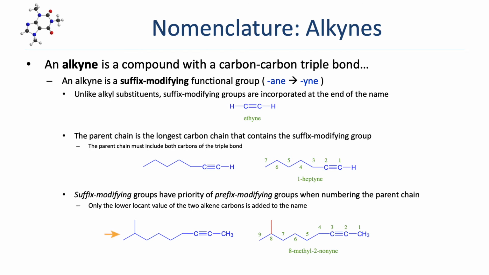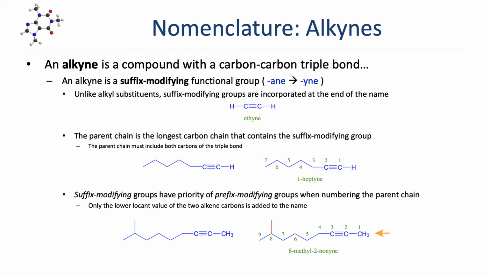If we look at the last example, we can see that what we have here is a 9-carbon chain that contains both carbons of the alkyne. So here we're going to have a nonyne. And numbering, again, remember that the suffix modifying group has a numbering priority over the prefix modifying group. Here we have an alkyne, but we also have a methyl group. If we numbered our carbon chain starting from the left, that would place the methyl on 2 and the alkyne on 7. If we started numbering the parent chain starting from the right, that would put the alkyne on 2 and the methyl on 8.